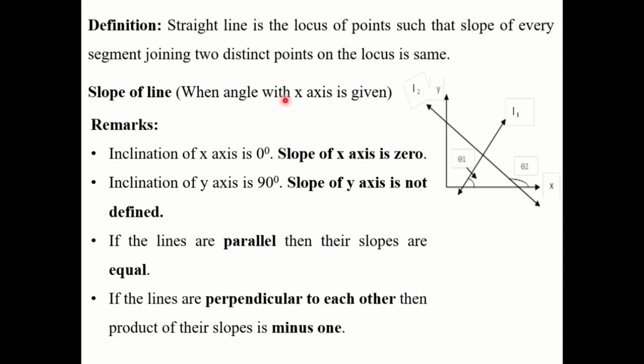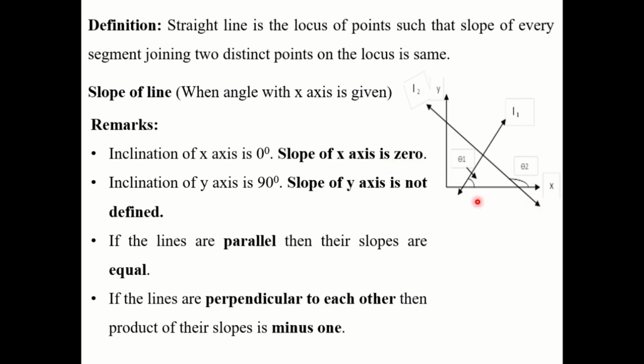Then, slope of a line. When the angle with the x-axis is given, how can we find the slope? When the angle with the x-axis is given, the slope will be tan theta. Slope of L1 is tan theta 1. Slope of L2 is tan theta 2. Then the inclination of the x-axis is 0, so the slope of the x-axis is 0.